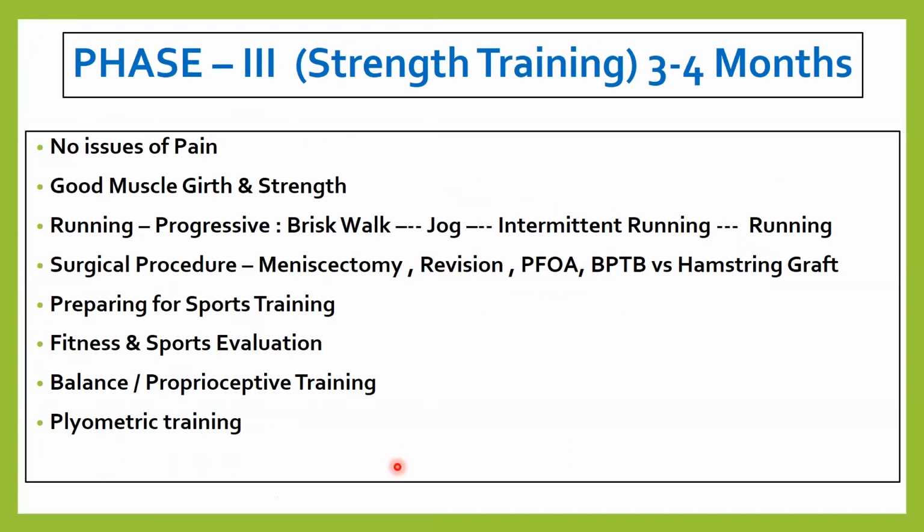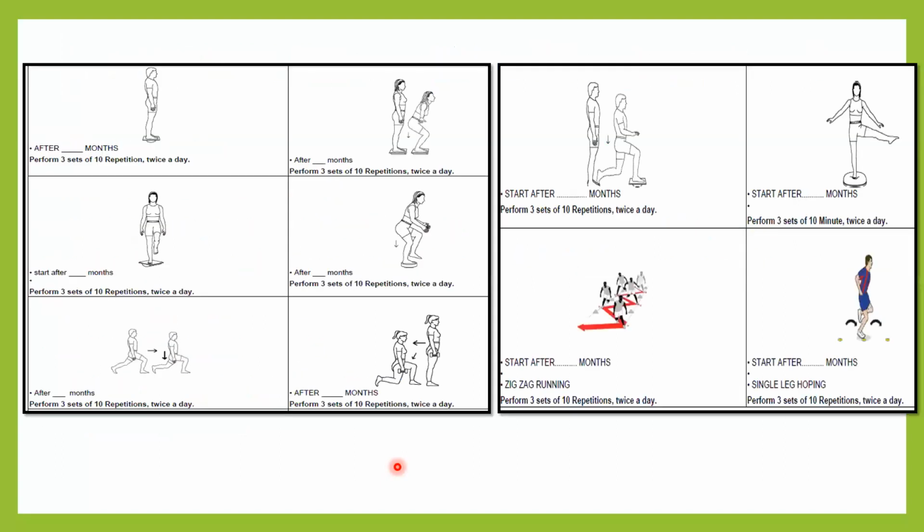So strength training can be progressed in the 3rd to 4th month phase. If there is no pain and there is good muscle girth and strength, we can progress their rehab into sports specific training. That will be balance based, agility and plyometrics.